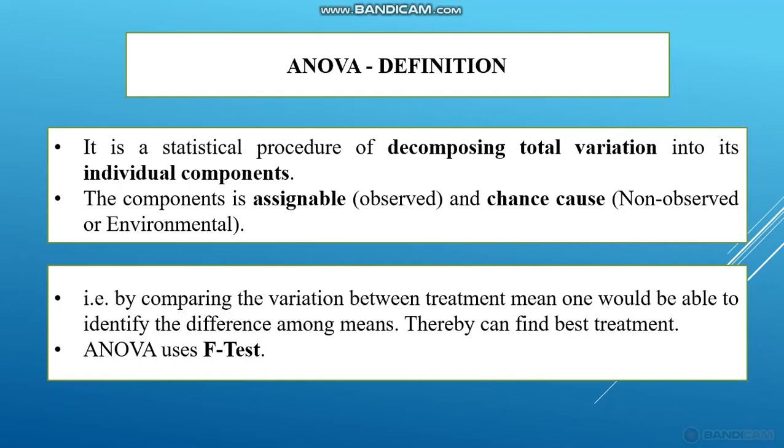ANOVA will use the F test. The F test is used to compare two variances. So in ANOVA we will use the F test. This is one important question: which test will be used in ANOVA? The answer is the F test.